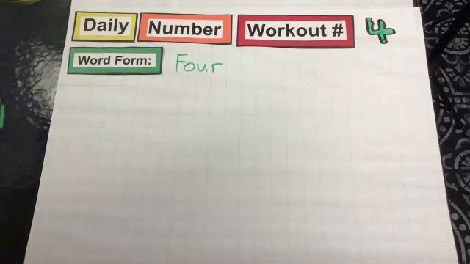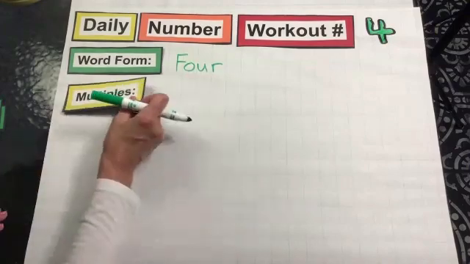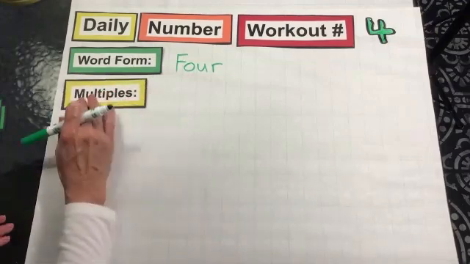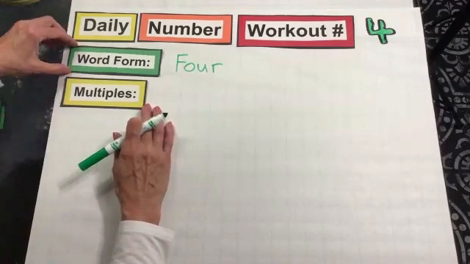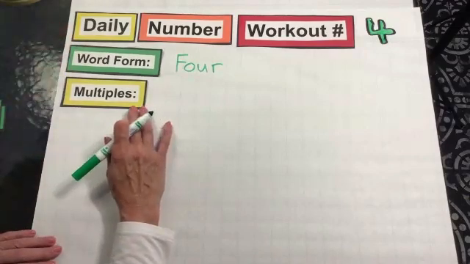Welcome to the daily number workout today. It's our 4th day. And of course, our first category is word form, and it's spelled F-O-U-R, 4. Our next category is multiples. So let's multiply 4 by all the numbers 1 through 10.